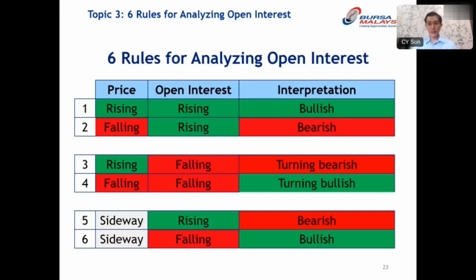Those patterns are actually good enough. Rule number 5 and number 6 at times are difficult to interpret. It's easier for you to identify when rule number 1 and rule number 4 happen.